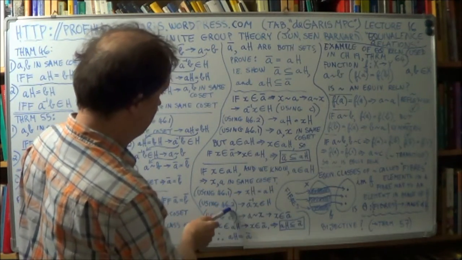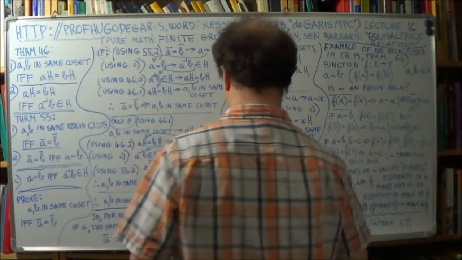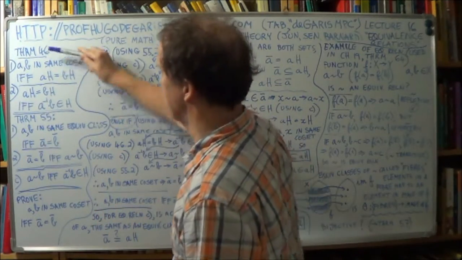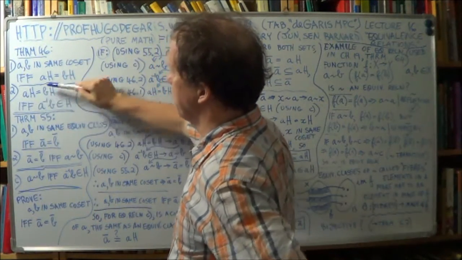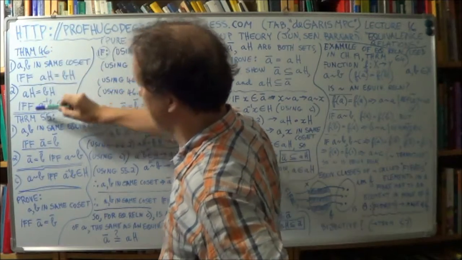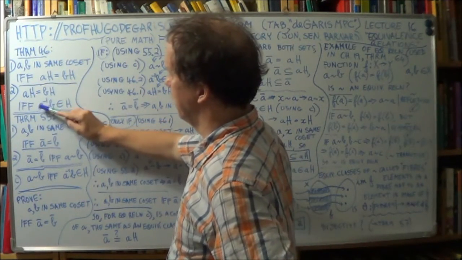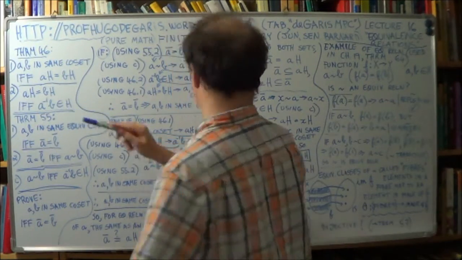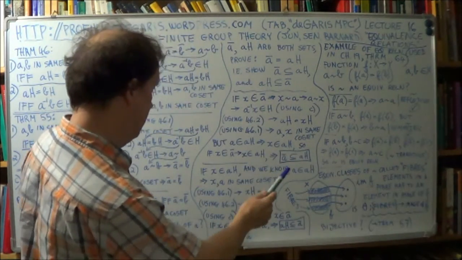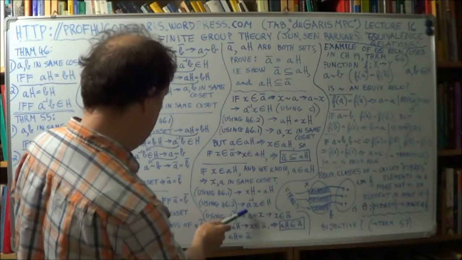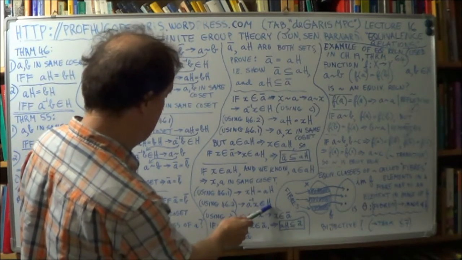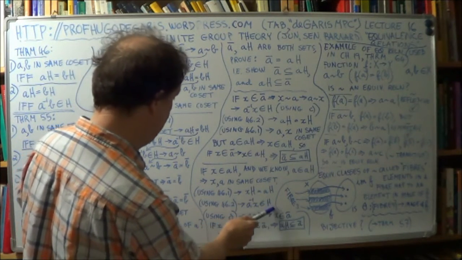Now using 46.2, AH equals XH, and then we can go from the left-hand side to the right-hand side. This is an if and only if. So that means A inverse X belongs to H. So now we've got that.